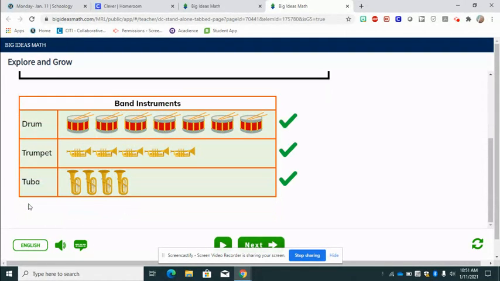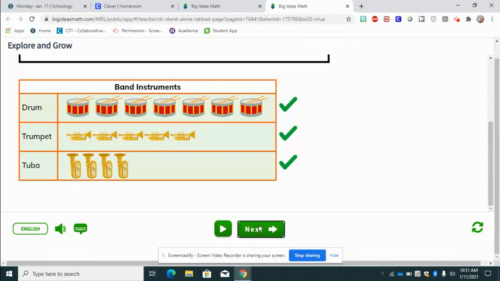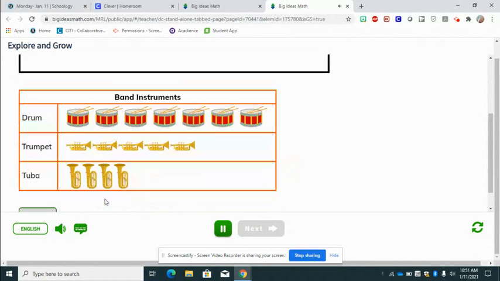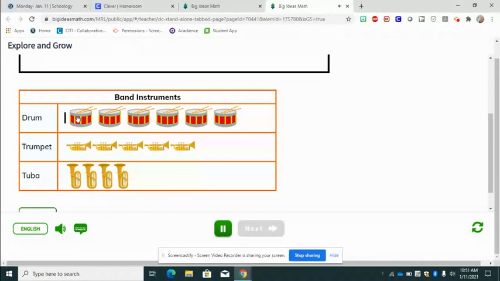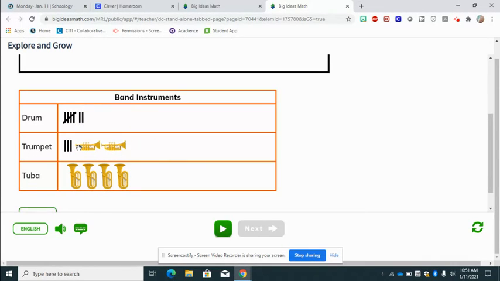Okay, now we're going to make tallies with our picture. All right, this is going to be number 5, so it's going to make a slash, and then we have 6, 7. And we have 1, 2, 3, 4, and then number 5 with a slash for 5 trumpets, and then 4 tubas.